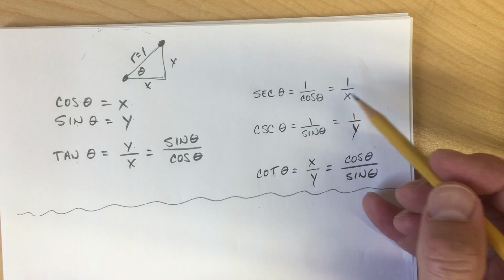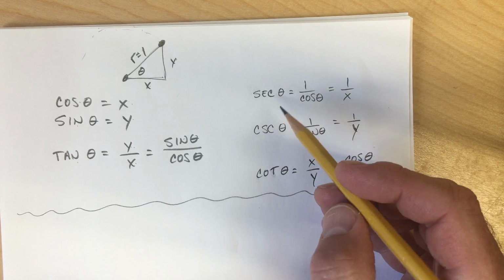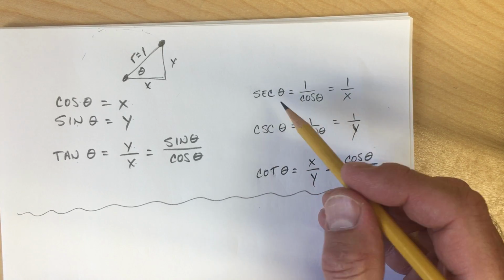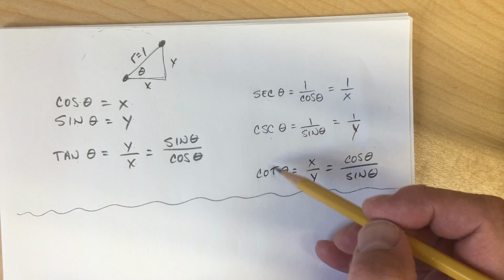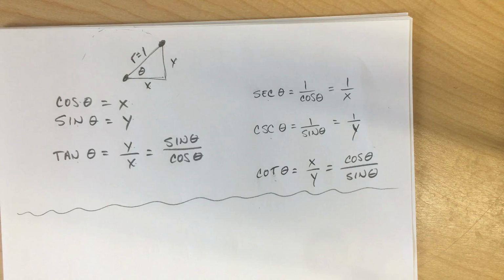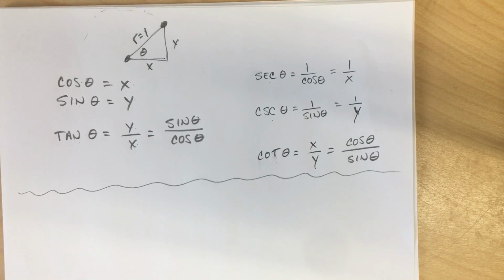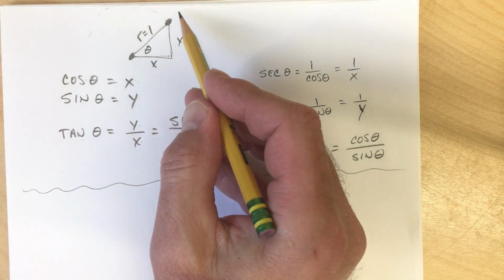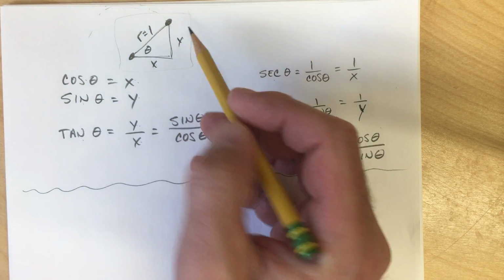And similarly, we have the inverse trig functions, secant, cosecant, and cotangent, and here they are right here. So I want to do two things with you. The first is Pythagorean Theorem for this triangle.